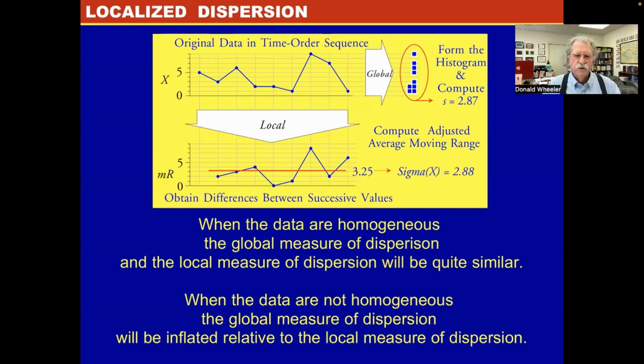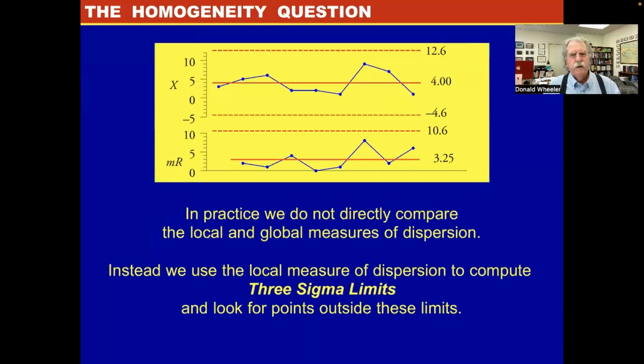When the data are homogeneous, the global measure of dispersion and the local measure of dispersion will be quite similar. When the data are not homogeneous, the global measure of dispersion will be inflated relative to the local measure of dispersion. Now, in practice, we do not directly compare the local and global measures of dispersion. If we did, there might be less confusion on this subject.